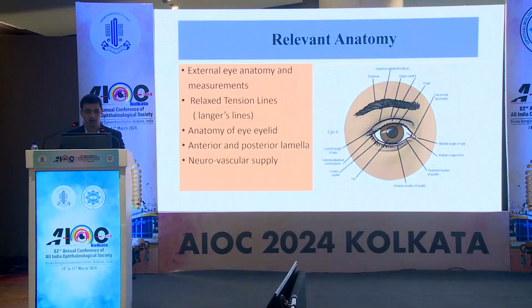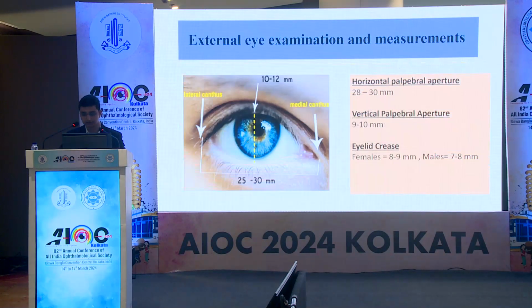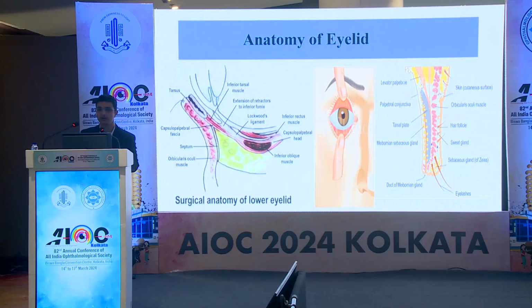Coming on to the relevant anatomy. We'll be covering it under the following heads: external eye examination, relaxed tension lines called Langer's lines, and anatomy of the eyelid. This is a diagram showing the horizontal palpebral aperture, which measures between 28 to 30 mm, lying between the lateral canthus and the medial canthus. Vertical palpebral aperture, also called the palpebral fissure height, is somewhere around 9 to 10 mm. So this is a slide showing the anatomy of the eyelid.